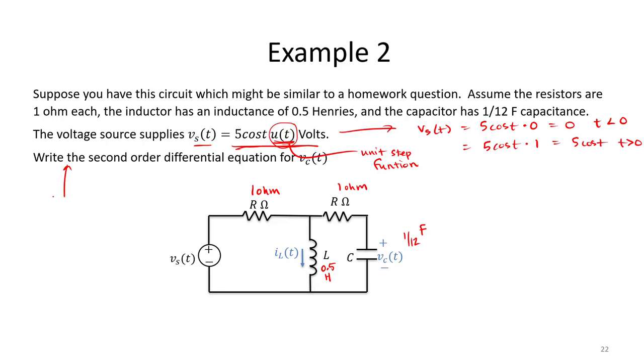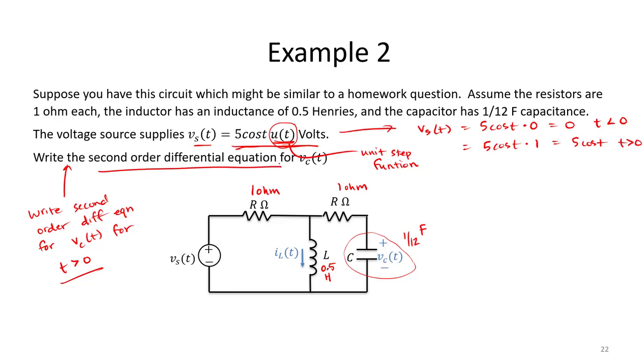So here, we want to write the second order differential equation for our capacitor voltage Vc of t for time t greater than 0. So we want to see how our capacitor voltage will behave at time t greater than 0. Notice that this question is just asking us to write the second order differential equation. So you're not required to solve it in this particular question, but you might see something similar on a future homework assignment.